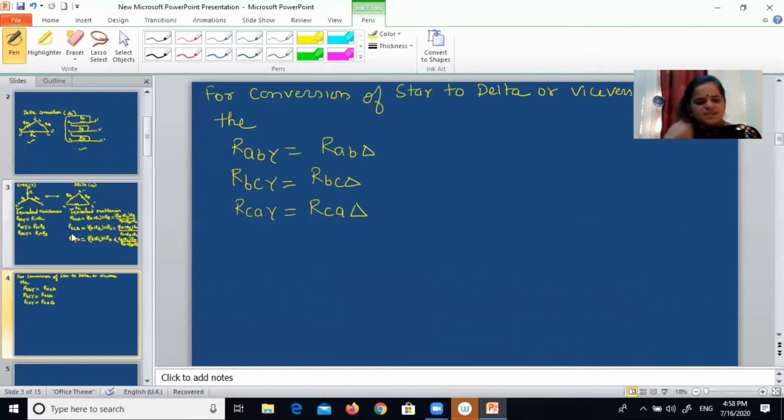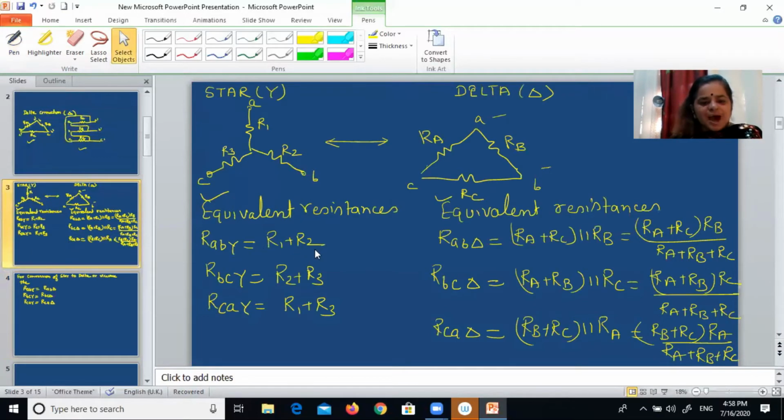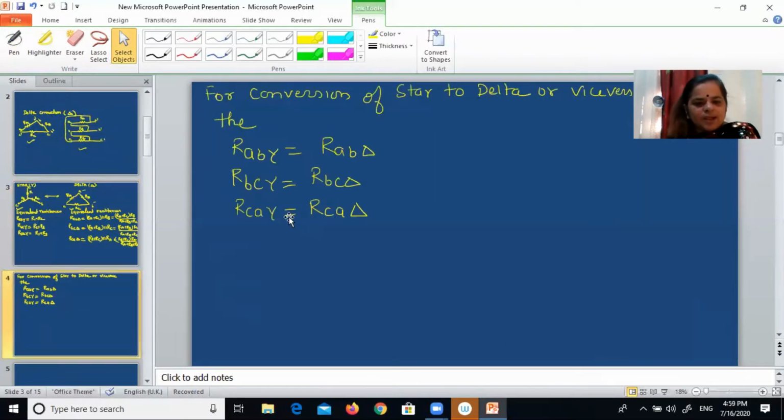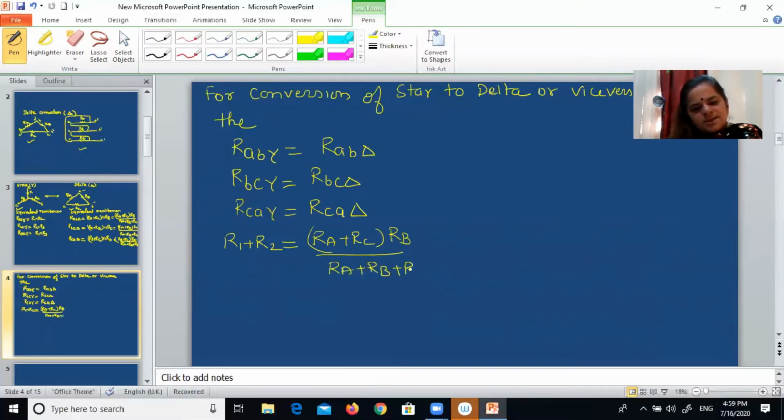Now what is RAB star? RAB star is R1 plus R2, and RAB delta is RA plus RC in parallel with RB. So let me equalize it. RAB star, that is R1 plus R2, is equal to RA plus RC multiplied by RB divided by RA plus RB plus RC. This is equation number 1.